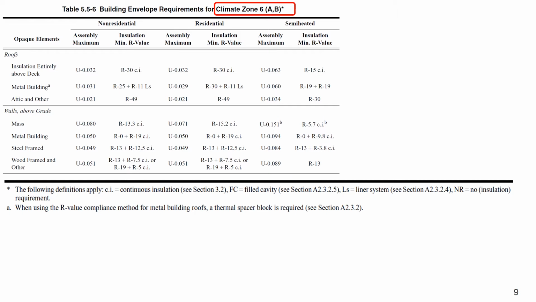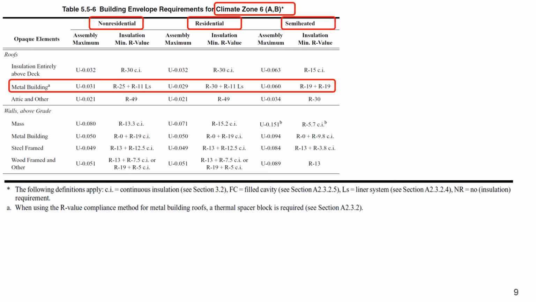So let's focus in on climate zone 6. I extracted the roof and wall information out of the full table 5.5-6. And as mentioned, this is broken down into two space conditioning types, one for semi-heated and one for fully conditioned, whether it's residential or non-residential. So for metal building roofs, we still have the note A, which assumes a thermal spacer block.